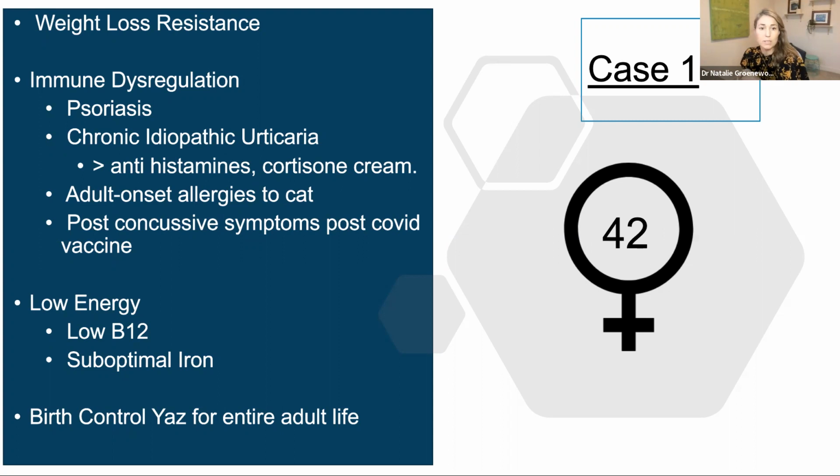She's also experiencing low energy. On lab, we have low B12 and suboptimal iron. And she's been on an estrogen-based birth control pill for her entire adult life. We do know that oral estrogen has been shown to modify intestinal permeability, so just something to take into consideration.